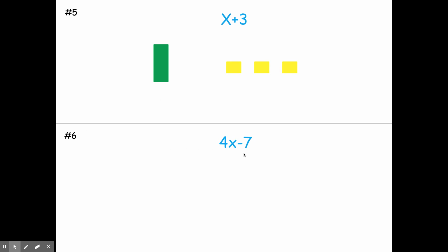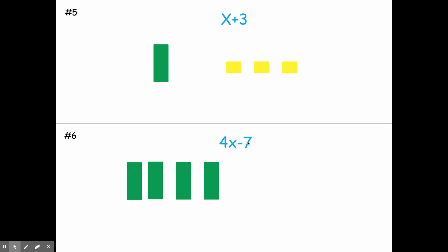Now let's look at the next one. So I'm looking at number 6. This one says 4x minus 7. So I'm going to read it from left to right. I'm going to start with my x's. How many x's do I have? I've got 4 of them. Are they positive or negative? Well, they're positive because there's no negative sign in front of it. So I'm going to represent that with 4 green bars, 4x. 1, 2, 3, 4x.